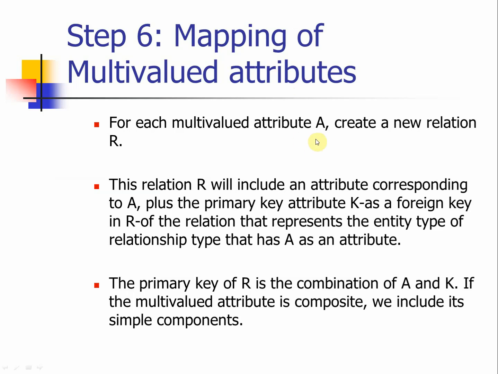For each multi-value attribute A, create a new relation. That's exactly what we need to do. This relation R will include an attribute corresponding to A. So we will have, of course, locations, which is the one that we want to create. Plus, in order to make sure the locations link with the primary key of the original table, we need to take the primary key as the foreign key in R of the relation that represents the entity that has A as an attribute. The primary key of this new relation that we created would be a composite primary key.